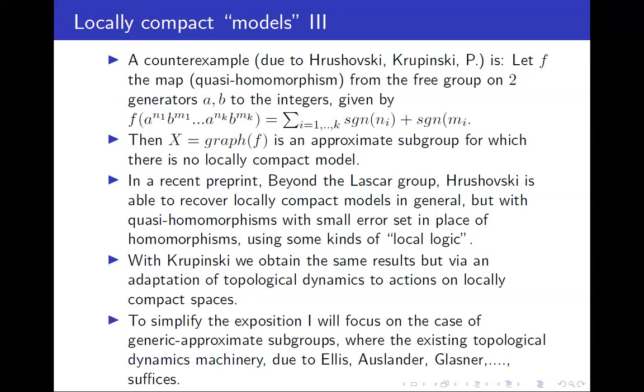There was a lot of logic involved in that generalization, which I couldn't in a trivial way just rewrite in terms of ordinary mathematics. So to simplify the exposition, I'm going to focus on understanding generic approximate subgroups, where the existing topological machinery due to Ellis, Auslander, Glasner and others suffices. We had to do two things first: adapt to locally compact, and then prove some stuff. Now I want to do it where the adaptation to locally compact is already there via compact. We just do compact, and that's what I want to discuss.